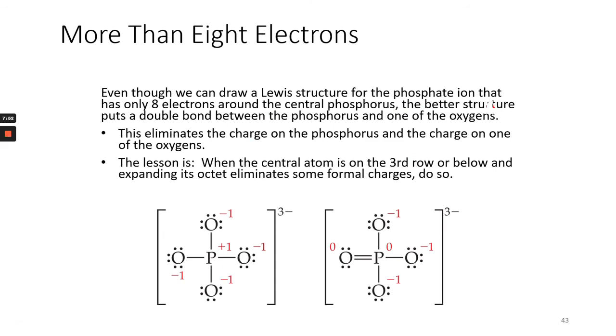So even though we could draw a Lewis structure for phosphate ions that only has 8 electrons around the center, the better structure puts a double bond between the phosphorus and one of the oxygens. Right here, double bond. This eliminates the charge on phosphorus and the charge on one of the oxygens. So you're getting fewer charges here. Okay? So what is the lesson that we learned? When the center atom is in the 3rd row or below, and expanding its octet will eliminate some formal charges, then you want to do that. You would prefer to expand your octet and reduce your formal charges.